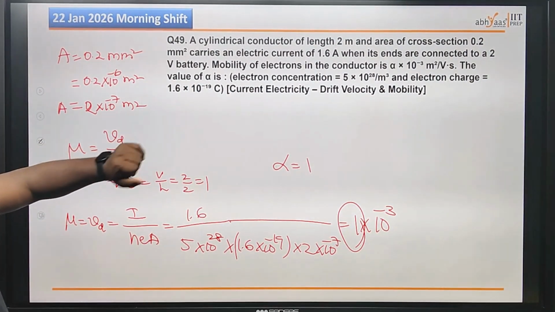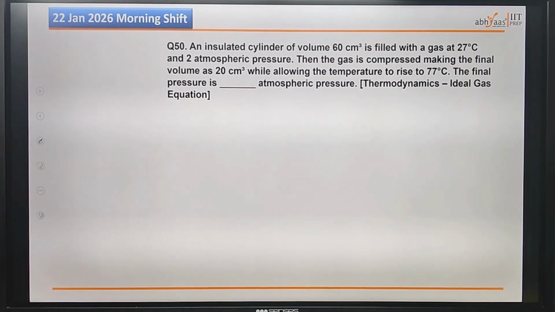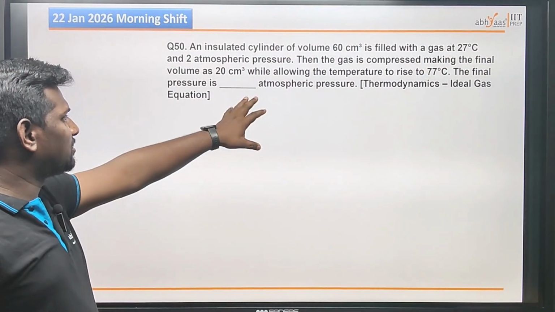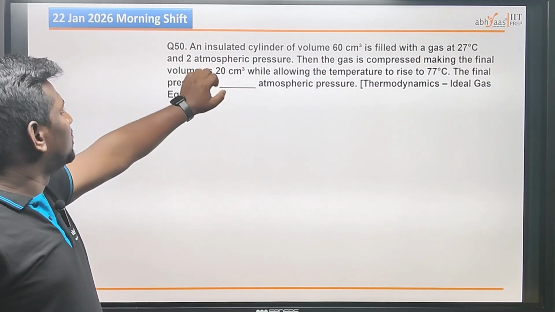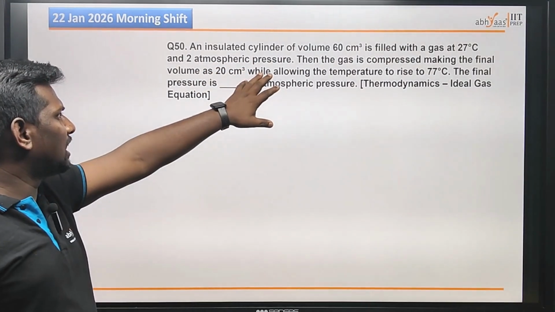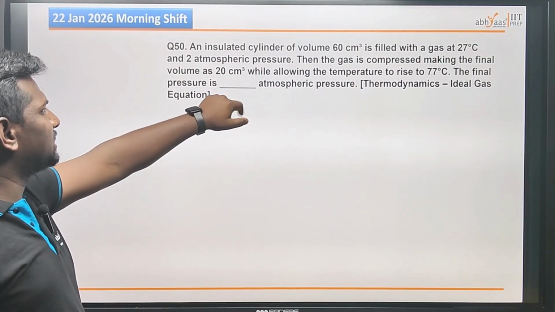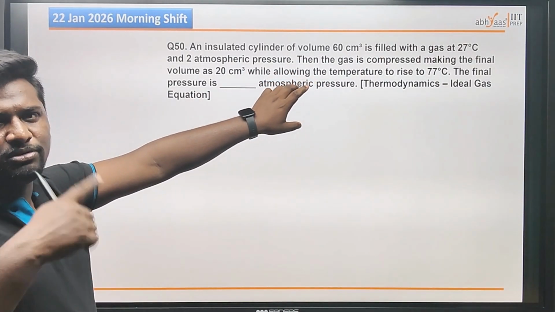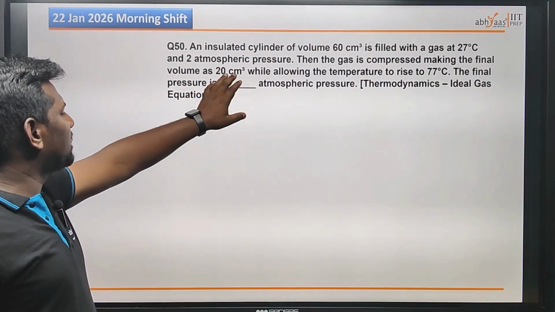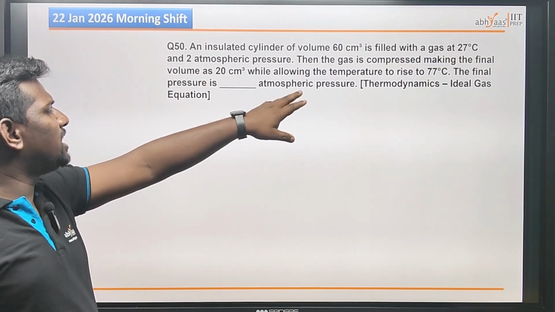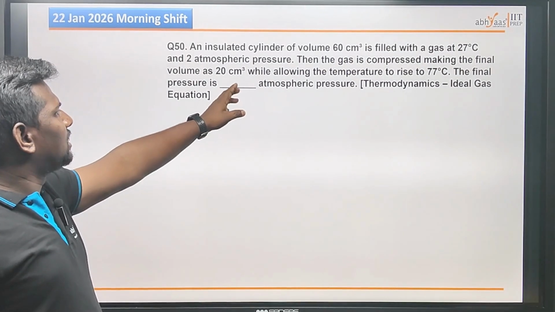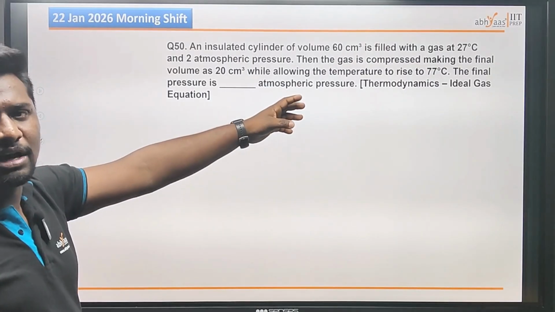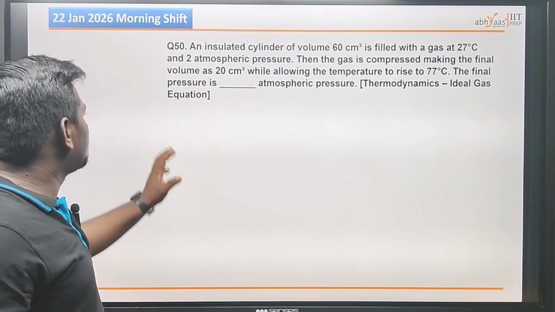This is based on drift velocity and mobility. So see here, next question, question number 50. An insulated cylinder of volume 60 centimeters cubed, from thermodynamics and the ideal gas equation, is filled with a gas at 27 degrees centigrade. So you have to convert into kelvins. Under 2 atmospheric pressure, the gas is compressed, making the final volume 20, allowing the temperature to rise to 77 degrees centigrade. This also you have to convert into kelvins. The final pressure is.